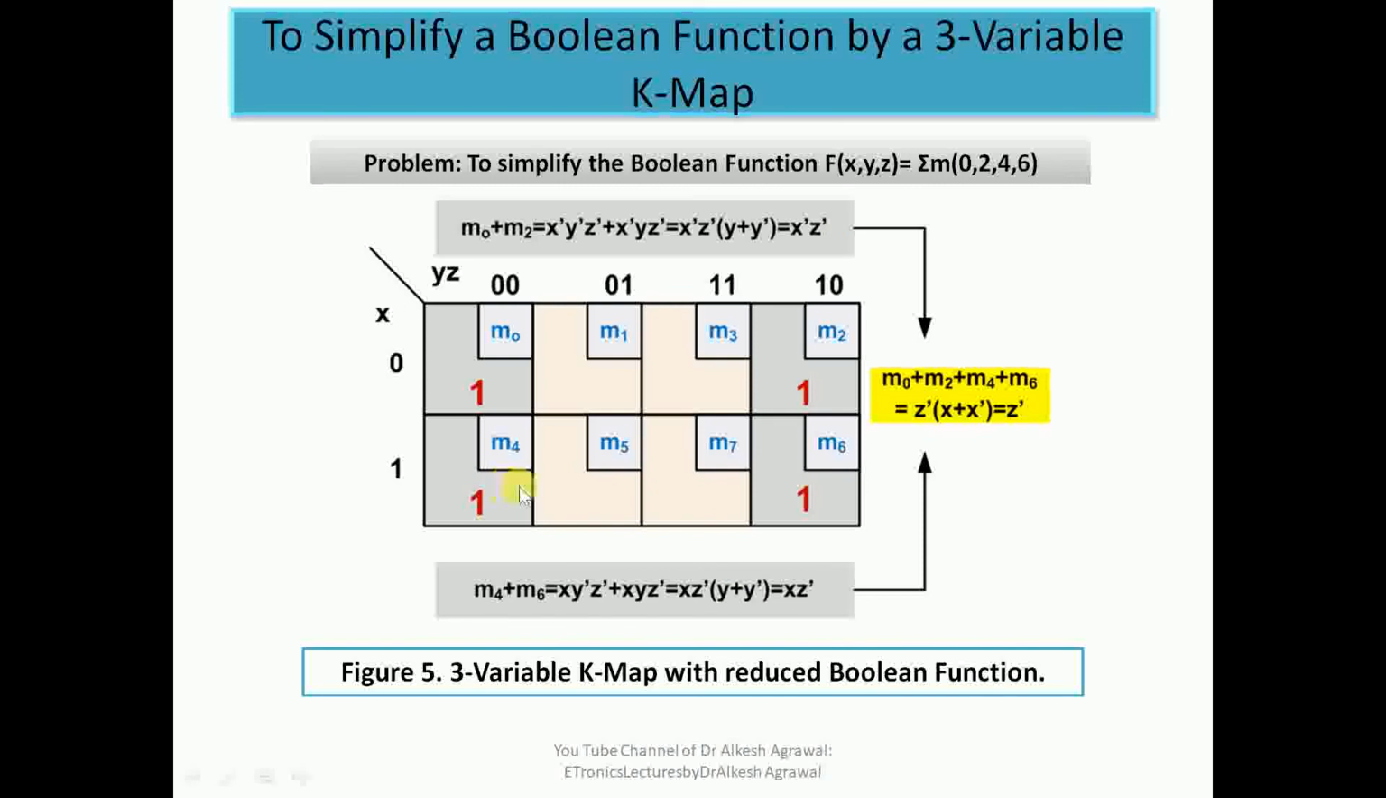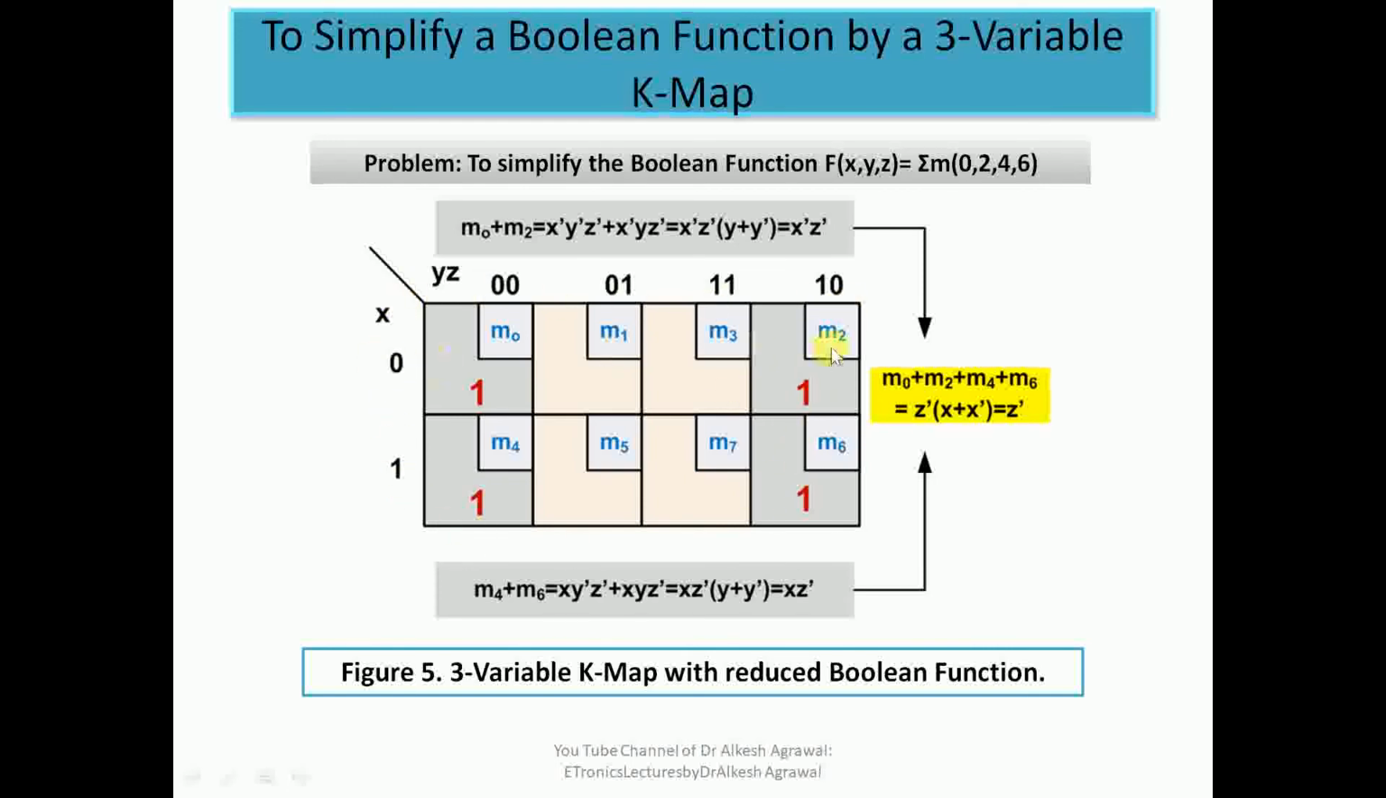And from M4 and M6 we have this written in this form. Again we took X Z bar common, and so we have Y bar or Y reduced to 1, so we have X Z bar. Now these two can again be combined because Z bar is common. If we take Z bar as common, we have X or X bar. Again we got the final reduced form as Z bar. So this can directly be solved, as you can see and learn from here.